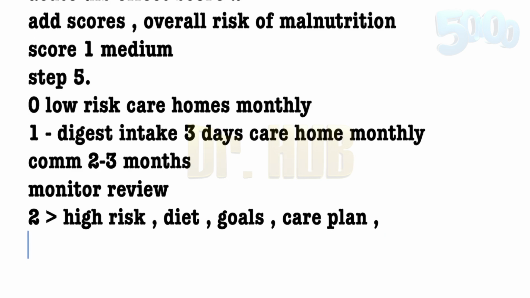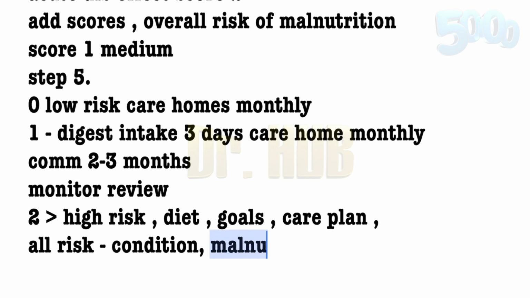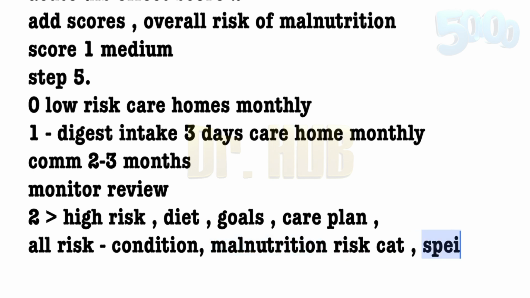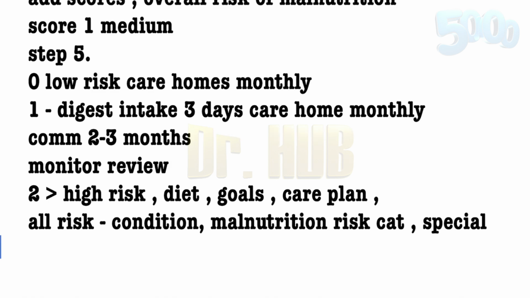Next, there is a category of all risk categories. In terms of all risk categories, you treat the underlying condition. You treat the condition and provide help and advice on food choice and eating and drinking when necessary. You record the malnutrition risk category, and then you record the need for special diets and follow the local policy.